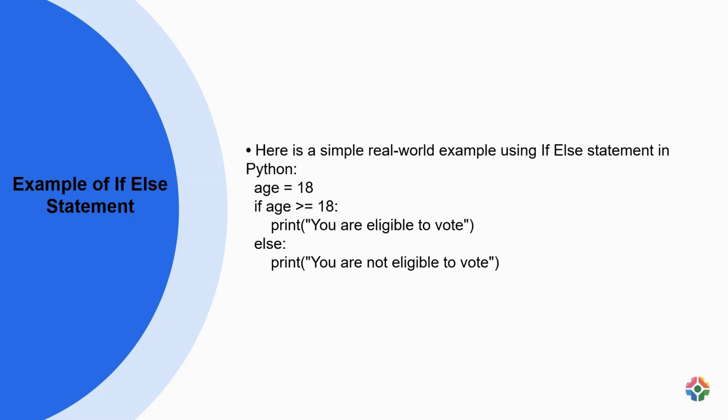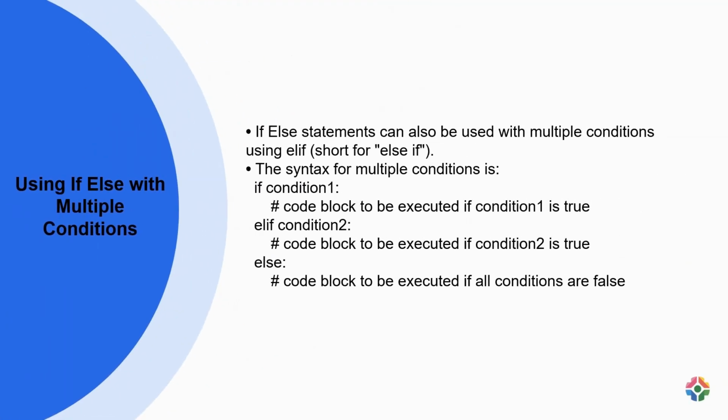eligibility based on age. When you need to evaluate multiple conditions in a program, you can use the if-elif-else statement in Python. This structure allows you to check and execute different blocks of code based on the outcome of various conditions. For example, you can use if to check whether a number is positive, elif to check if it's negative, and else for 0. Another instance could be categorizing a number based on its value range.